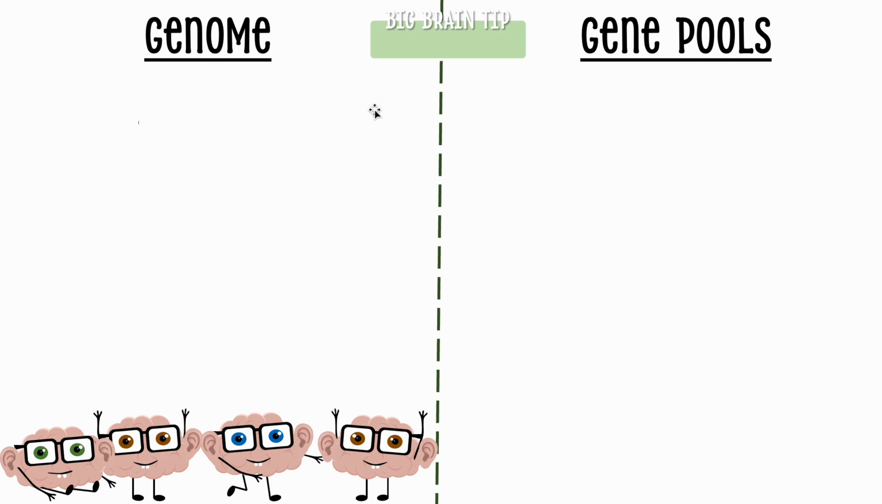The first thing we need to do is distinguish between the two words genome and gene pool, because they sound similar and they are pretty similar, but there's a big difference you guys need to understand about them. A genome is all of the DNA of one single organism. So to have it written out here, a genome is the complete set of DNA, including all the genes of a single organism. So let's take this organism here.